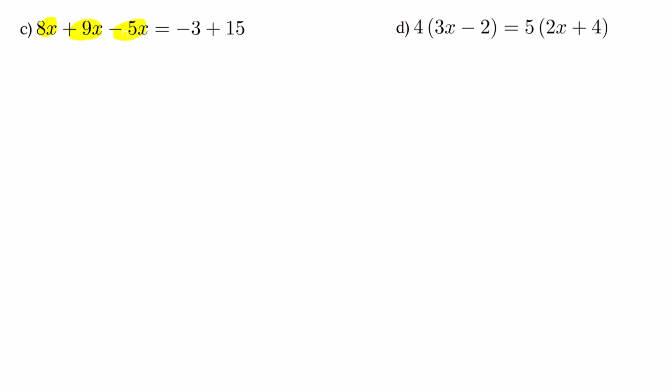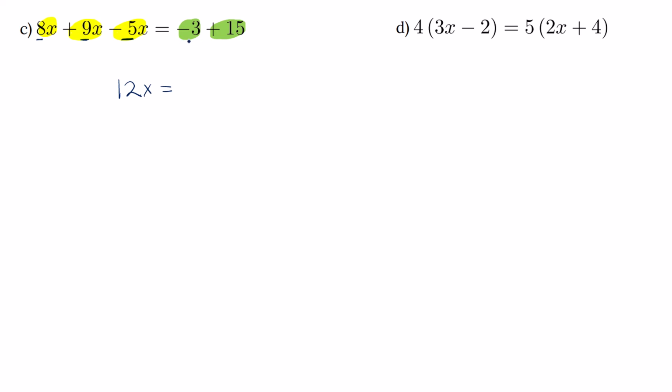For this question, you'll see that we have several terms with x's in them on the left side of the equation, and then we have some constant terms on the right side. Because these x terms are already together on the same side of the equal sign, we can actually just combine them together. So 8x plus 9x, take away 5x, actually comes to 12x, right? 8 plus 9 is 17, take away 5 is 12.